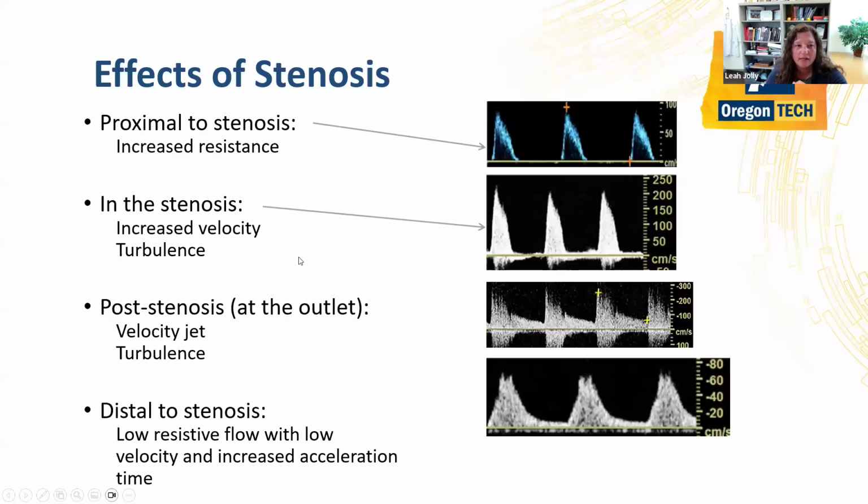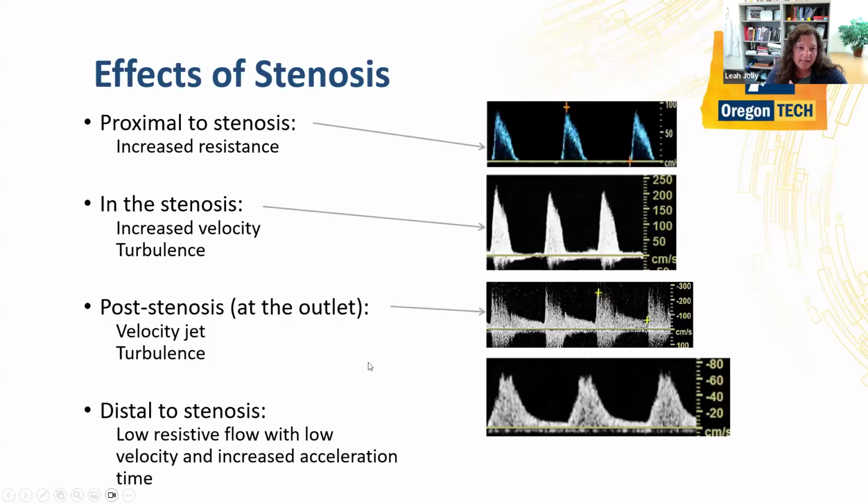Within a stenosis, we get increased velocity. So you can see that this was below 100 centimeters per second, probably around 80 or so. And now within the stenosis, we're up to about 200 centimeters per second. So we're getting that increase in velocity. And depending on where exactly your sample volume is in that stenosis, you may catch some turbulence as well. So we're seeing spectral broadening, and even this kind of ragged appearance below is turbulence.